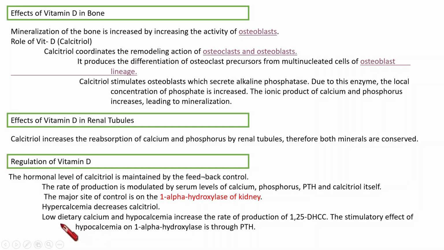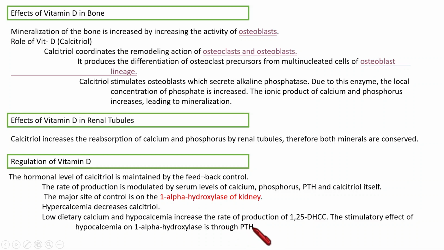At the same time, low calcium level or hypocalcemia increases the production of vitamin D. Vitamin D is also called 1,25 dihydroxy cholecalciferol. And this hypocalcemic condition induces a stimulatory effect on the 1 alpha hydroxylase enzyme to synthesize this vitamin D. That action takes place through the parathyroid hormone.